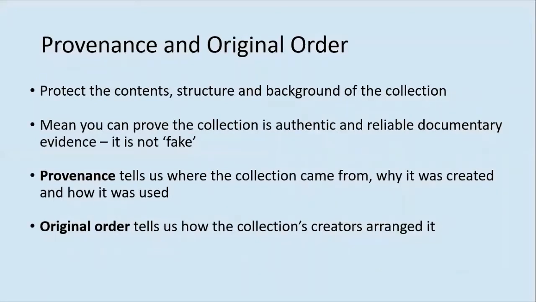Provenance and original order protect the contents, structure, and background of the collection. They also mean you can prove the collection is authentic and reliable documentary evidence. It is not fake. Provenance tells us where the collection came from, why it was created, and how it was used. Original order tells us how the collection's creators arranged it.